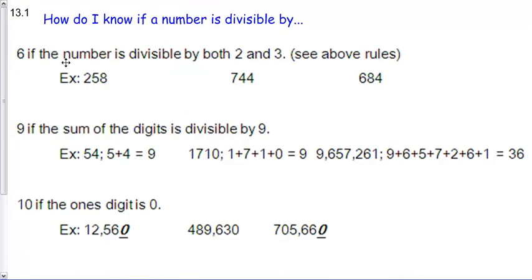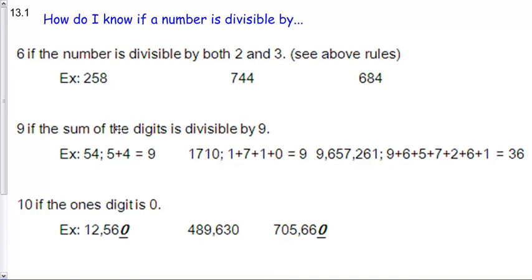Okay. 6, if the number is divisible by both 2 and 3. So when we make our list, if you see a 2 and a 3, got to have a 6. There's no 7. The rule for 7 is harder to figure out than it is to just divide. The rule for 8 is actually the last three numbers are divisible by 8, which again it's probably just easier to divide by.